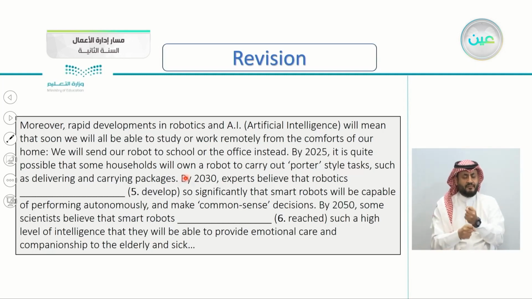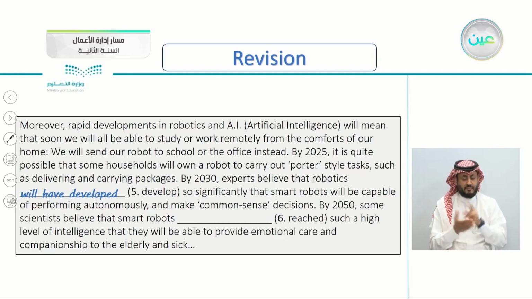So, by 2030, experts believe that robotics. So we're talking about two events here, two things. So we use the future perfect because we have two events here. By 2030, this is the first one. The second one, experts believe that robotics will have developed so significantly that smart robots will be capable of performing autonomously and make common sense decisions.